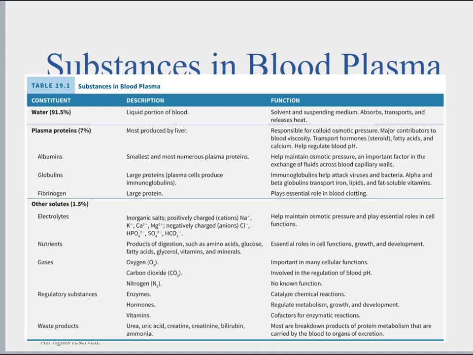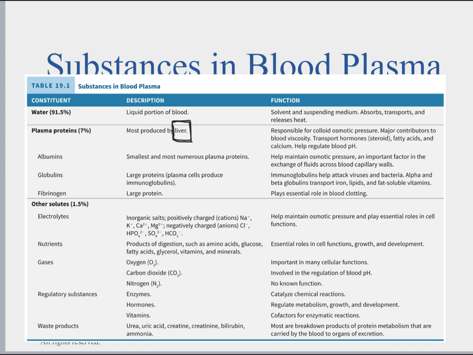Our plasma proteins, key note, this is 7%. Most of them are made right here at the liver. Their responsibility is to maintain colloid osmotic pressure. This is what's contributing to our blood viscosity. It will also set up pressure differentials for moving things in and out of our capillary beds. We're going to transport hormones, these are steroids, fatty acids, and calcium, and also help regulate blood pH.